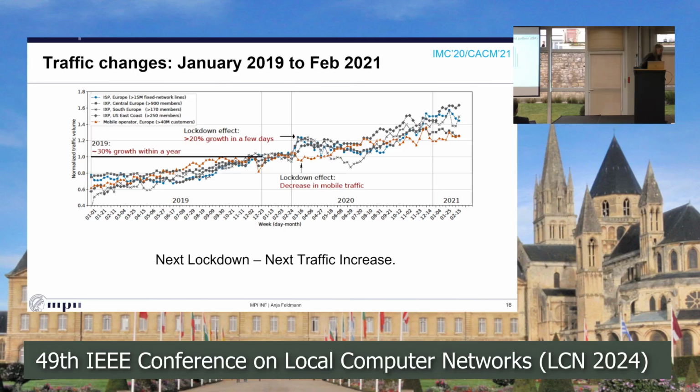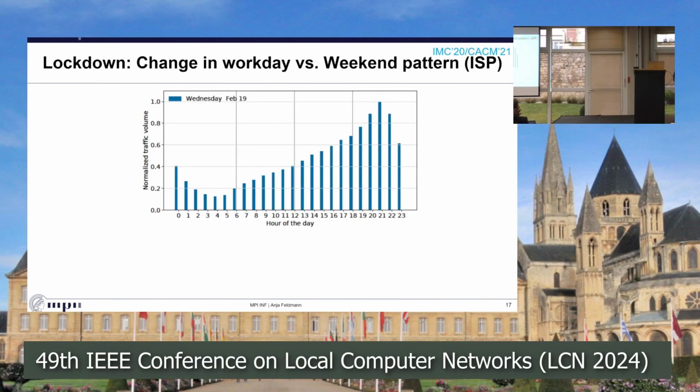Now you may say, well, if there's so much more traffic, how was the network able to cope with that? Well, one of the things to understand is that most of these networks are actually engineered for the busy hour. And the lucky element here was that this traffic increase didn't necessarily happen during the busy hour, but actually during the regular work hours. So this is on a Wednesday, the typical traffic pattern that you have.